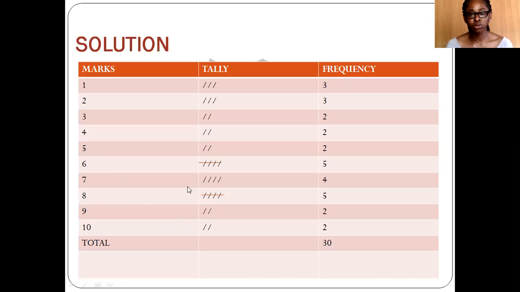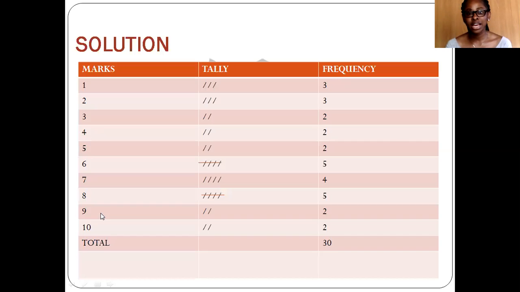So we'll go to 8. From our frequency table, we can find 5 students scoring 8 marks. So let's see. 8 marks. We have 1, 2, 3, 4, and 5. So 5 students scored 8 marks. So you can see it. Because here is 5, we use the 5th one to cross the 4 strokes. So 5 students scored 8 marks.